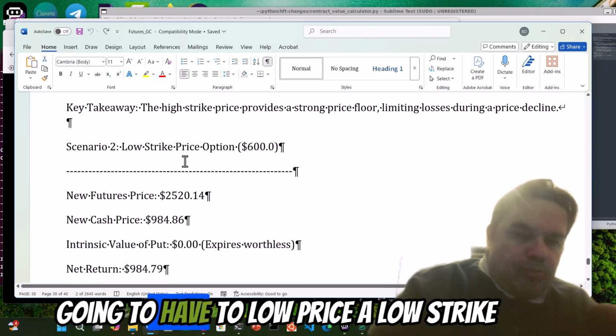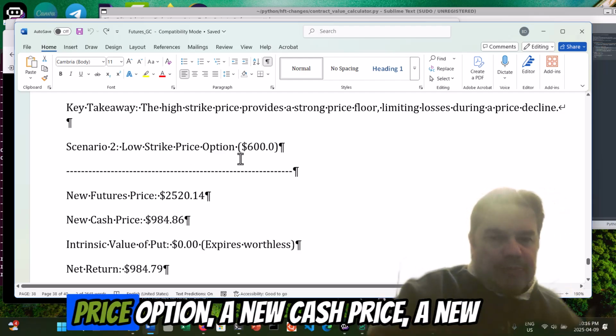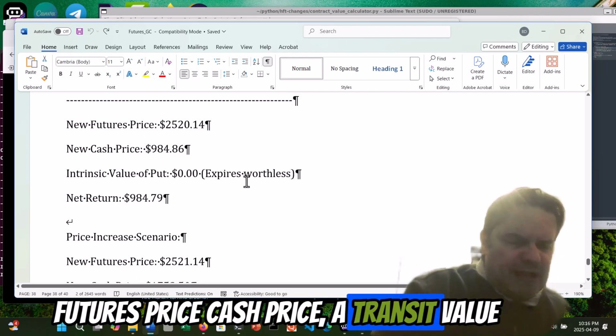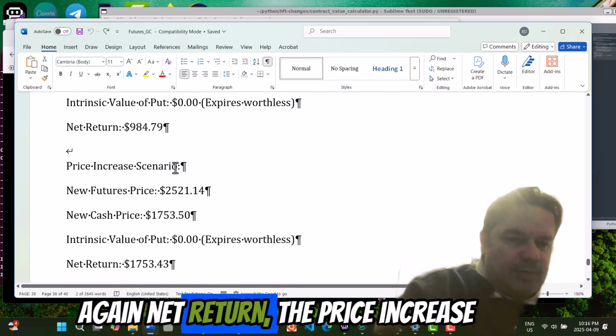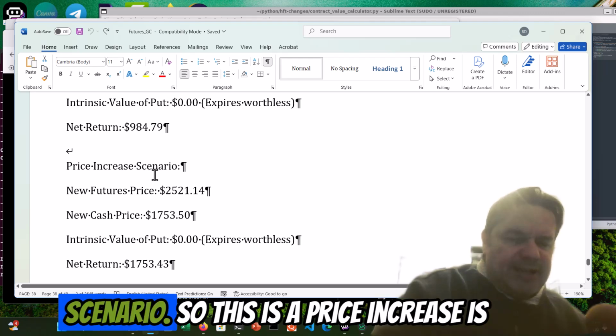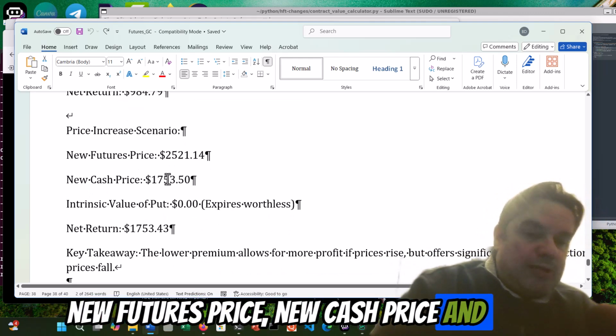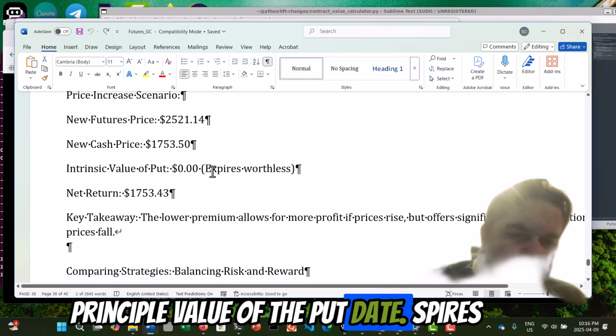Scenario two, a low strike price option, a new futures price, new cash price, intrinsic value again, net return, the price increase scenario. So this is the price increase, new futures price, new cash price, intrinsic value of the put.